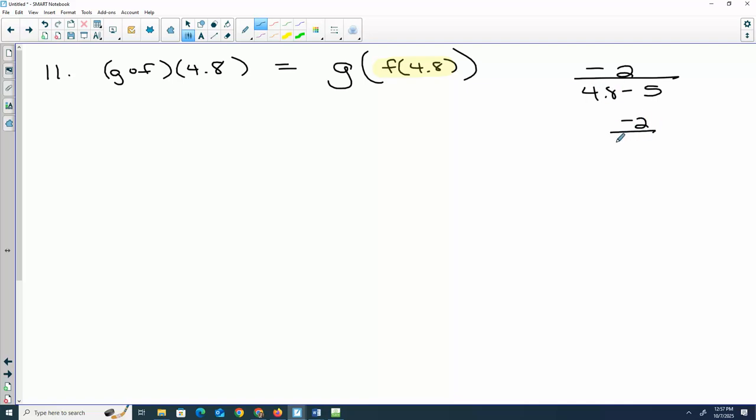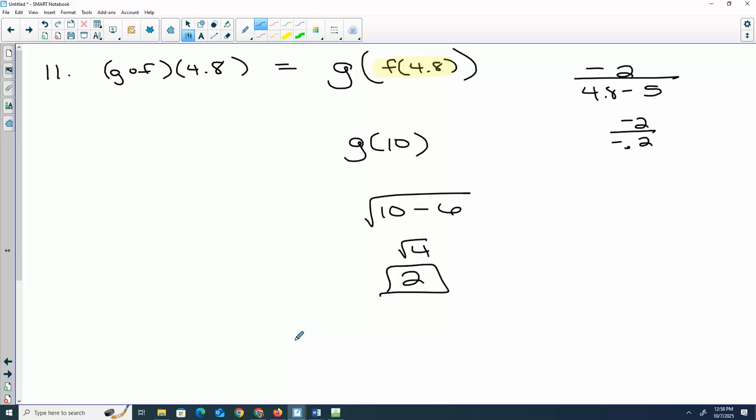You get -2 over -0.2, which is 10. So f of 4.8 is 10. You plug 4.8 into the equation F, you get out 10. Now I'm putting that into G. G is the square root of what we put in minus 6. So the square root of 4 is 2. So compositions, you work inside out. Take your x, plug it into the first one, take that answer and plug it into the next.